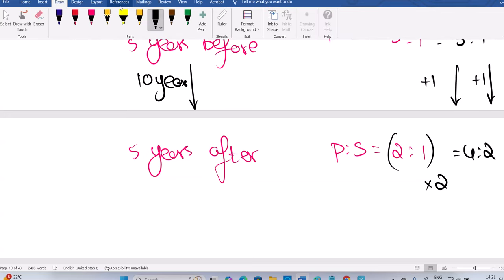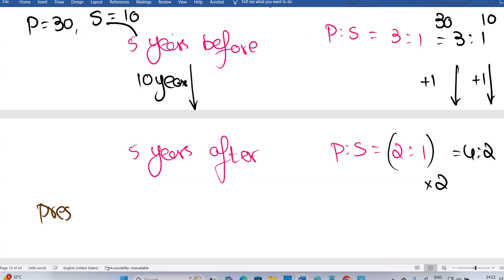Guys, I want the percentage. Percentage, please. Present 35 and 15. Super. Not 40, dear. 5 years before, present, then 5 years after. 5 years before your age is 30, then present age is 35. 5 years before your age is 10, present age is 15.